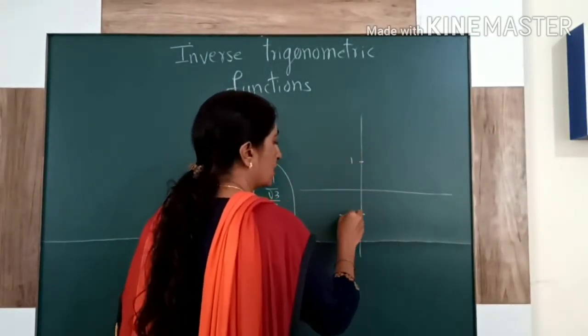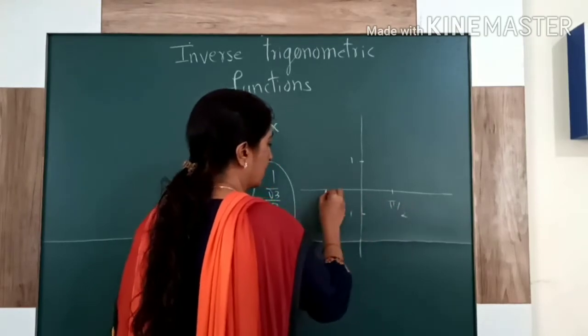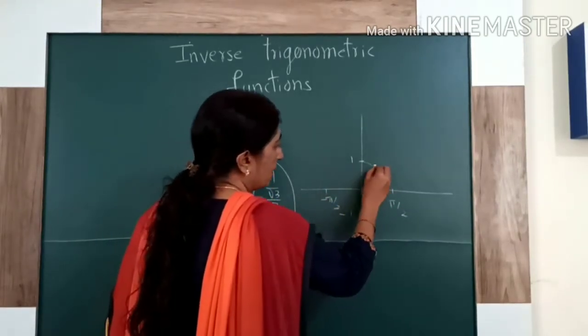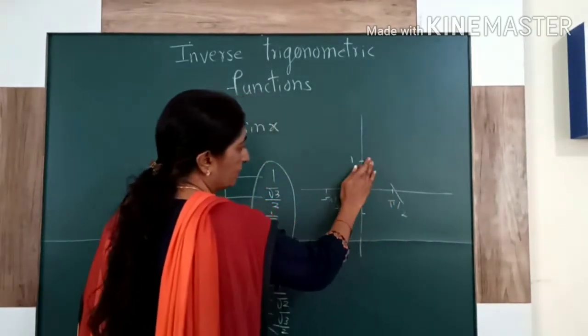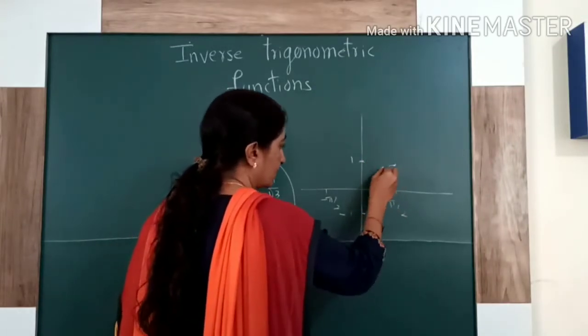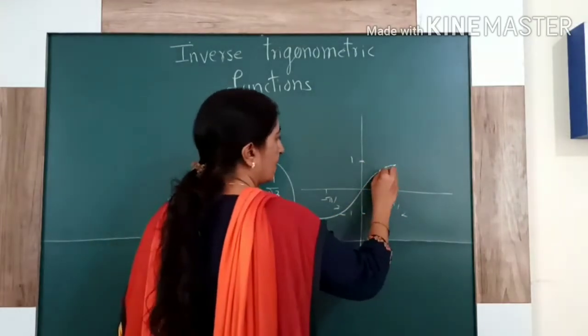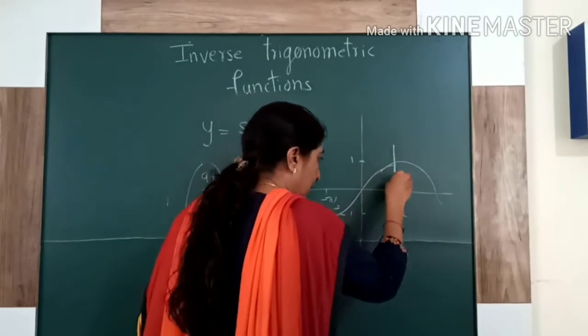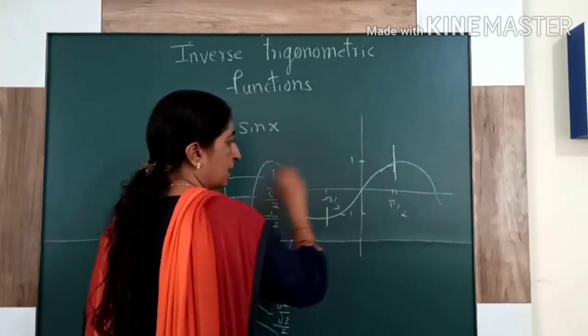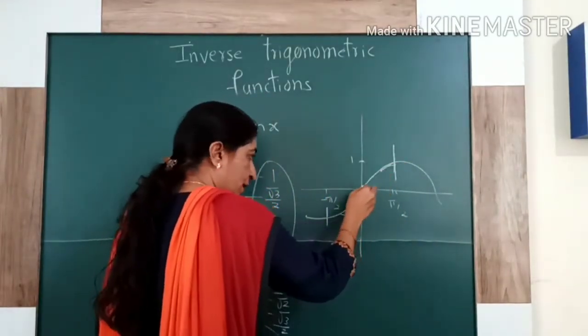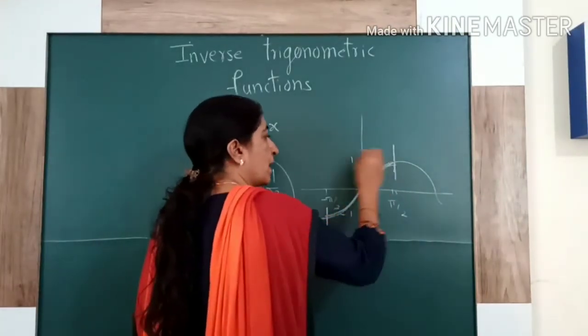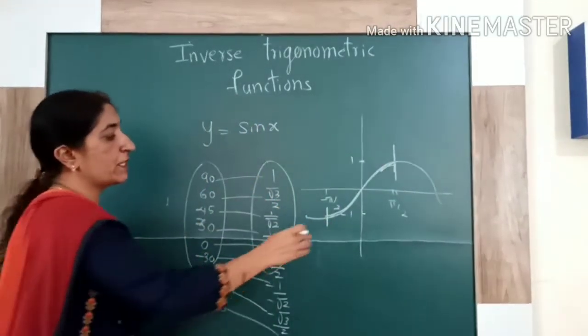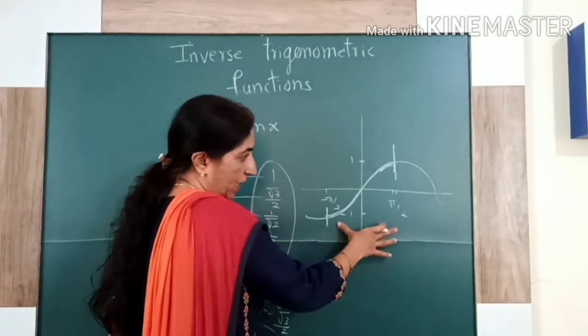This is 1, this is minus 1, this is 90 degree, this is minus 90 degree. So here, from minus 90 to plus 90, the graph does not overlap anywhere. That means only in this interval it is one-one and onto.